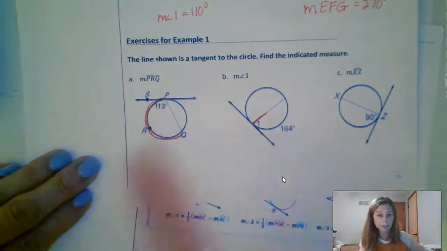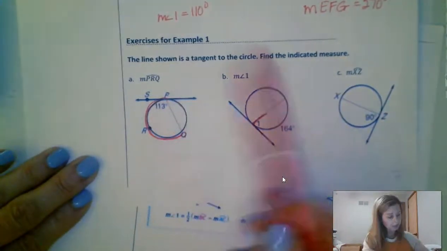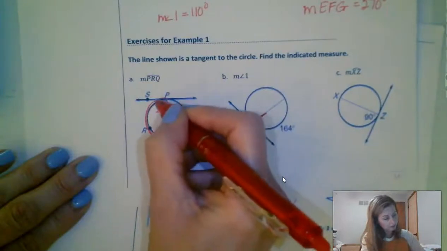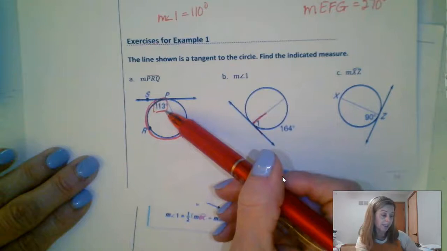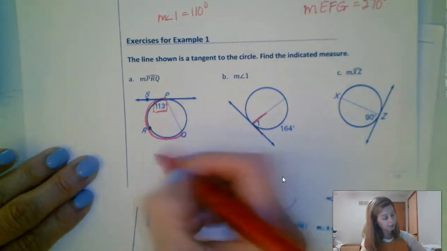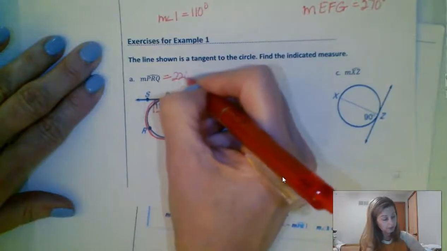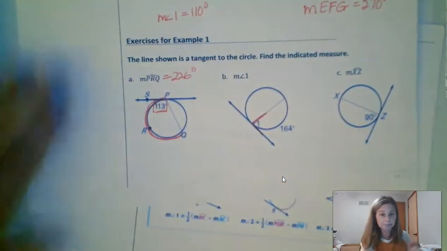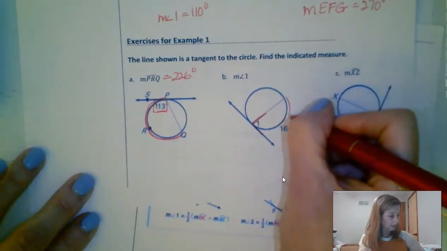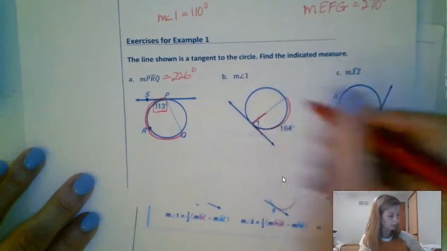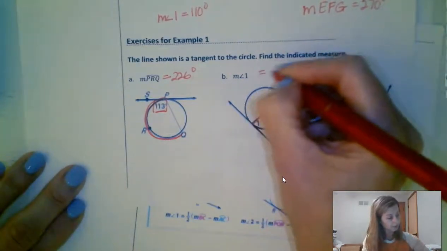Okay, first one, I need to find the measure of arc PRQ, so I outlined it in red. It has a relationship with 113 right here, so I'm going to double 113 to get to the arc. Okay, and so therefore I would get 226 degrees for that one. Okay, measure of angle 1 is going to have a connection with this arc. So I'm provided 164 here. If I take half of 164, I get 82.